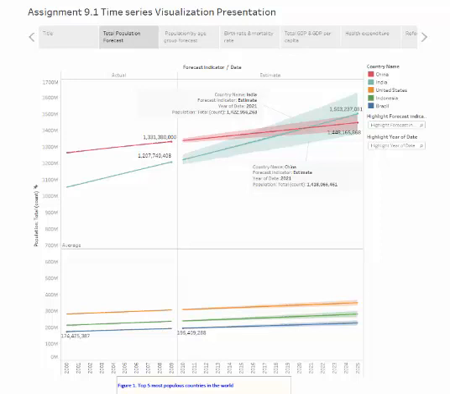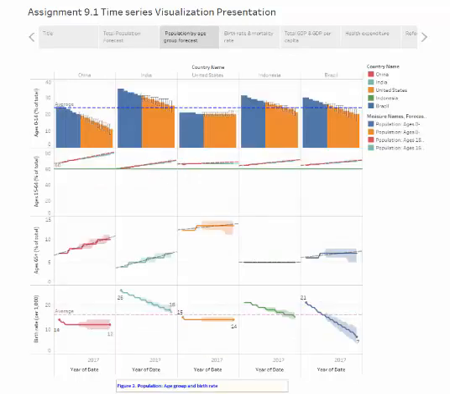According to Tableau's forecast, in the year 2021, here, India will pass China. I strongly agree with this Tableau forecast for the reason I will explain in the next slide. Figure 2, population, age group, and birth rate.